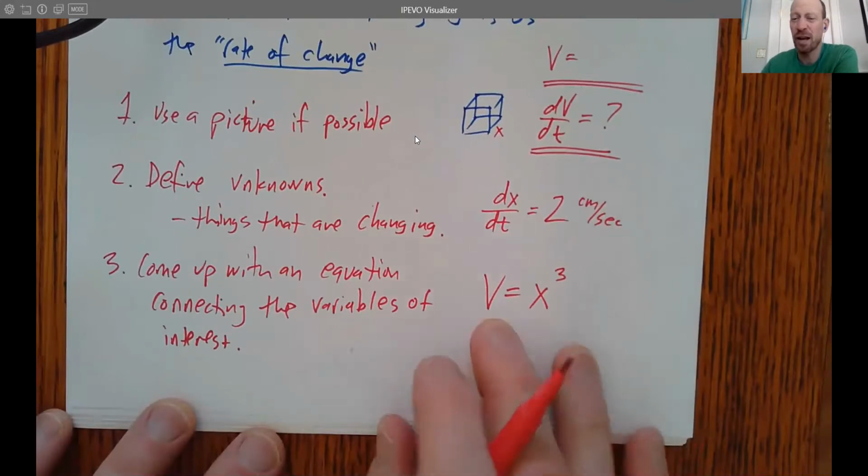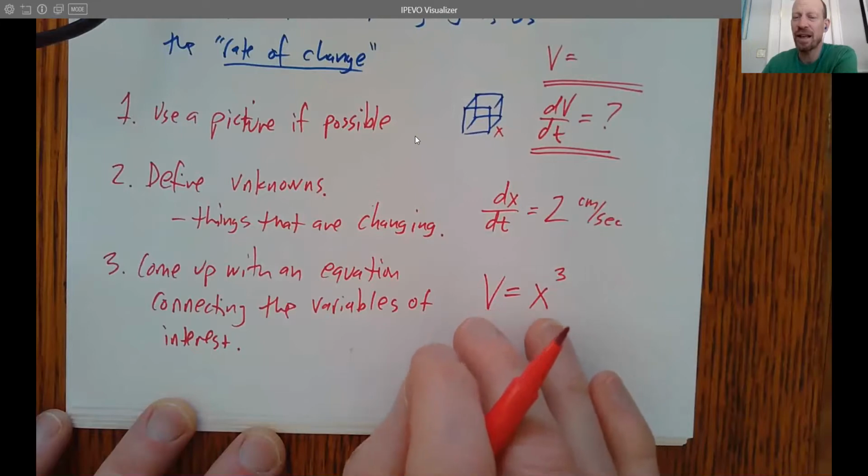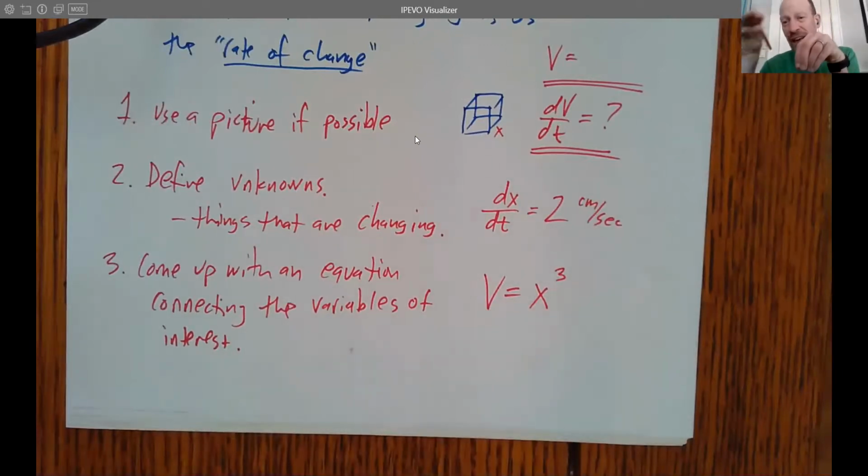Okay, so this is what I want. This is an equation, but I'm thinking of this not as like a static equation, like x is a number and then v is a number. That's like a static equation. Think of x and v as like changing, right? These are both quantities that are growing over time. These are really functions of time.